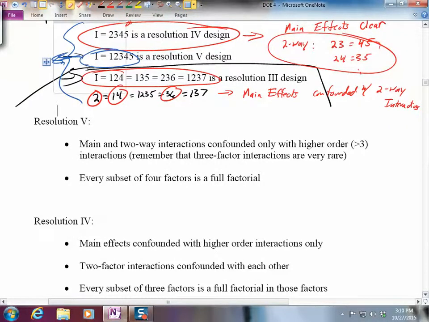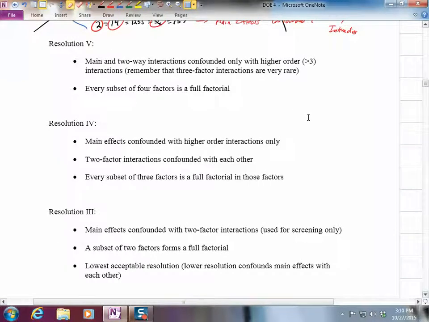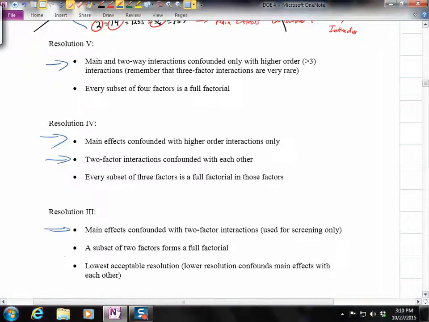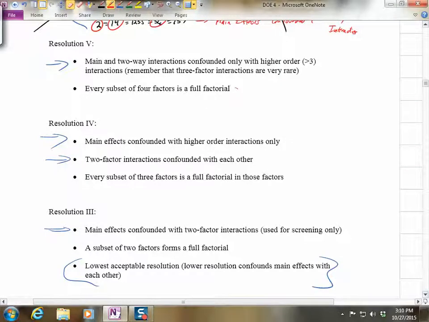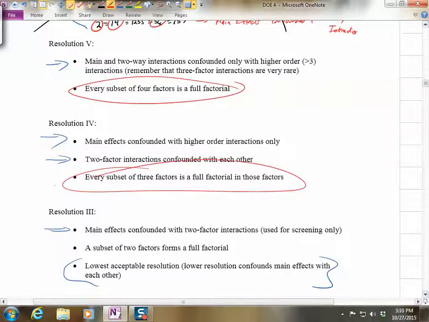So that's summarized here. We just talked about that business. And we did talk about this as well. The other statements here, I'll just go over quickly.